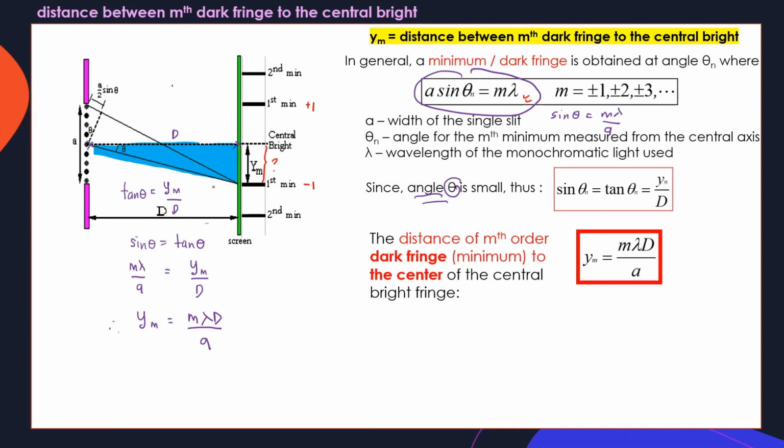So in order to calculate the distance of the first dark fringe from the central bright, y1 is equal to 1 lambda D over a. So we need to substitute the values of lambda, D, and also the width of the slit. Okay, so this is the general equation of y_m for the dark fringe.